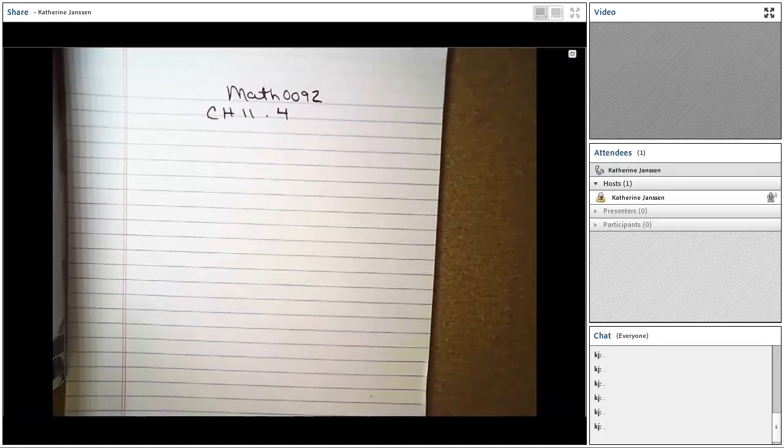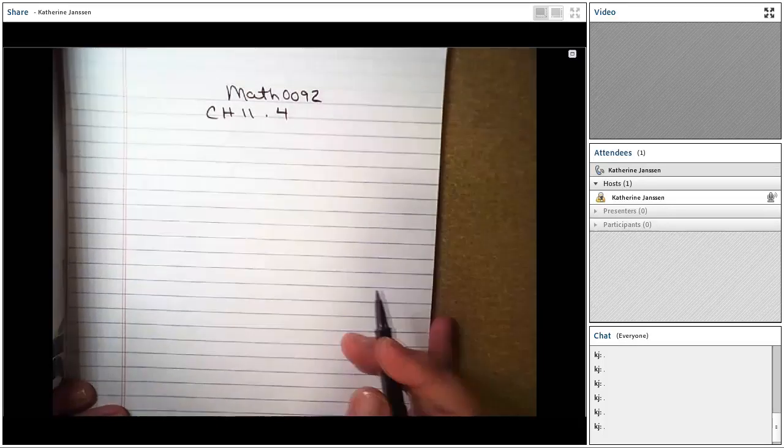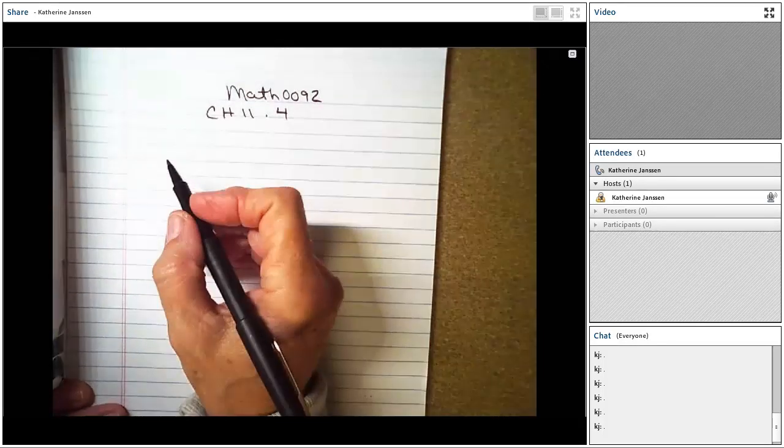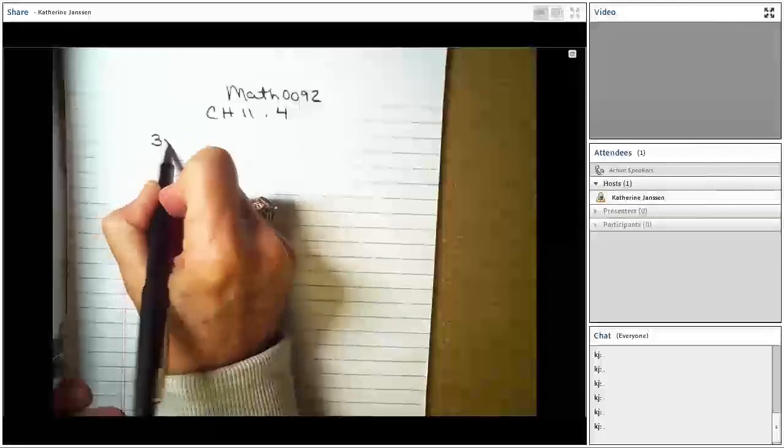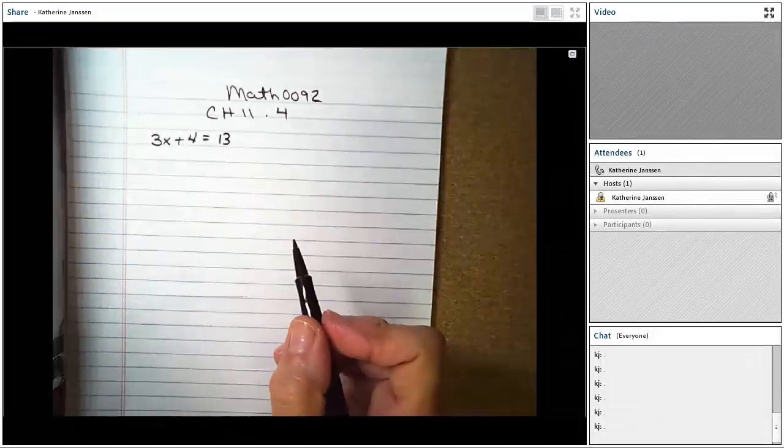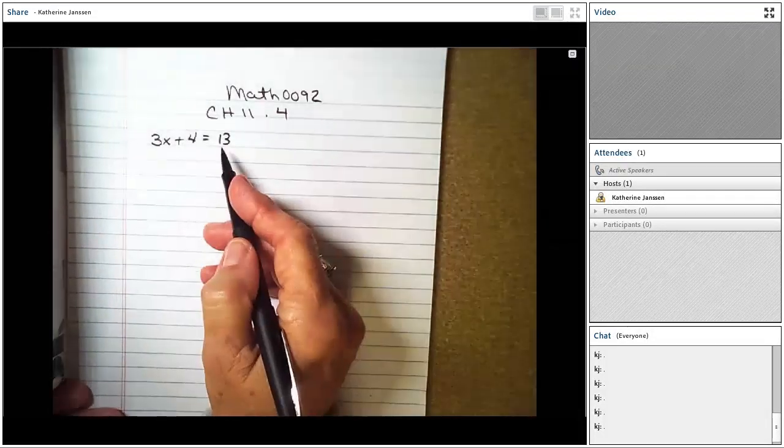Right, Math 0092, we're beginning with Chapter 11, Section 4. And we have been working with the addition principle and the multiplication principle, and now we're going to be using these principles together to solve equations. And our first example is 3x plus 4 equals 13.